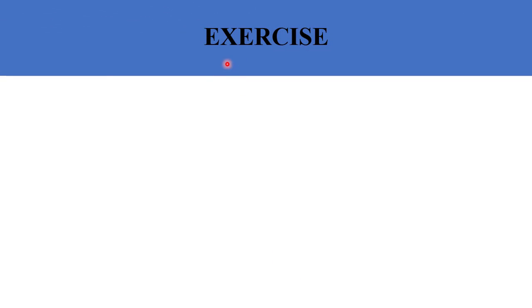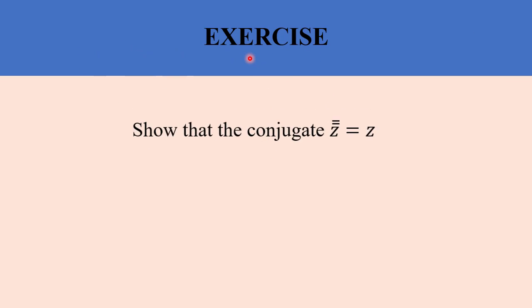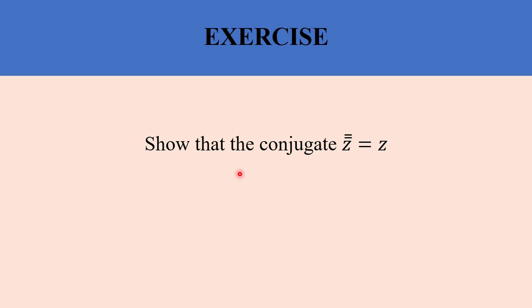Then we have another exercise here that you can try out. Show that the conjugate of z double bar is equal to z. So here you are required to show that if you have a complex number and you take its conjugate two times, you will go back to the original expression of that complex number. So you try it out.